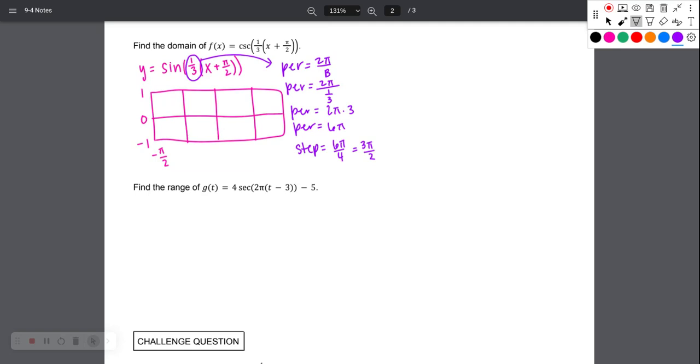So if I start at negative pi over 2 and I step over by 3 pi over 2, now we are at 2 pi over 2, or just pi. And then stepping over again, we're at 5, 8, and 11 pi over 2. So those are our steps on our x-axis. Again, if we were doing sine, start at the midline, go up, midline, bottom, midline, and this would be our sine graph.